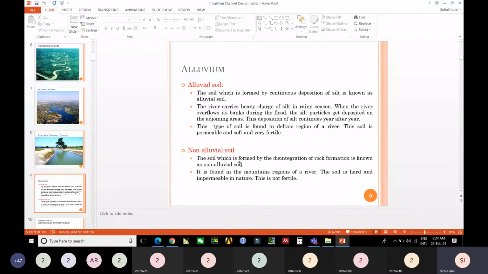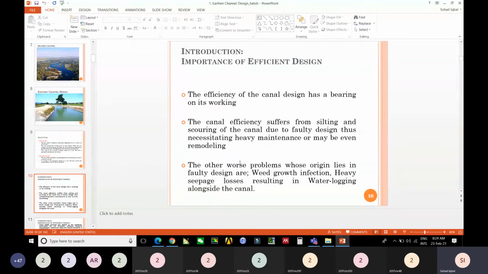So the soil is hard and impermeable in nature. That's why we cannot use it for agriculture. Okay, so here are the alluvial soil and non-alluvial soils. Okay, so here is the introduction to the importance of efficient design.